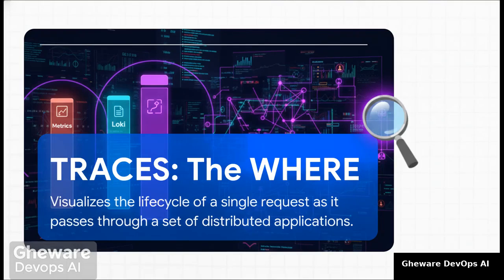Okay, this brings us to our third and final pillar, traces. In today's world of microservices, a single click from a user can set off a chain reaction across dozens of different services. Traces, they map out that entire journey. They answer the critical question, where did the problem actually happen?